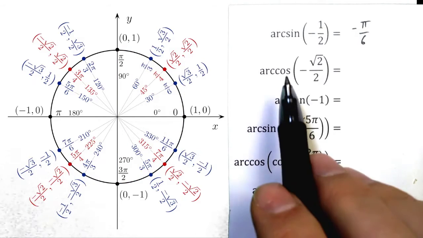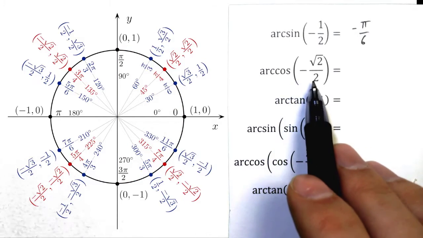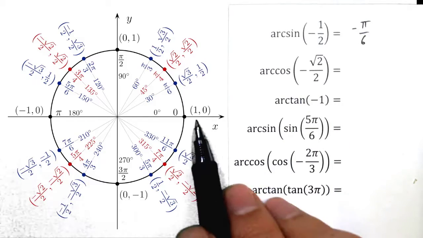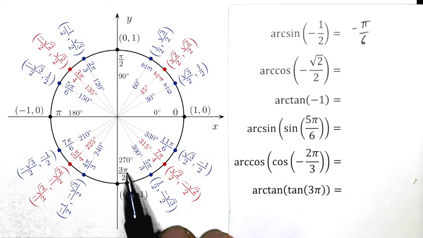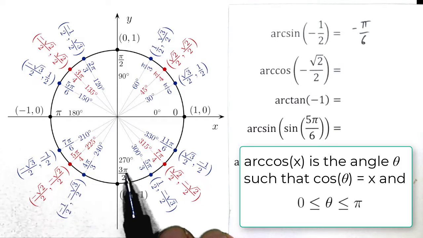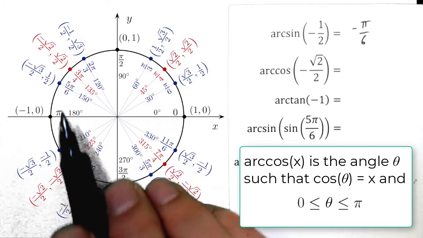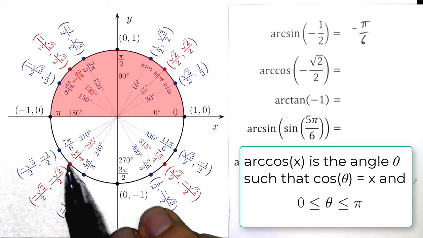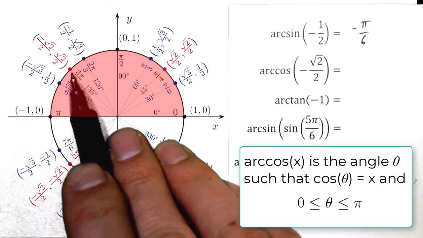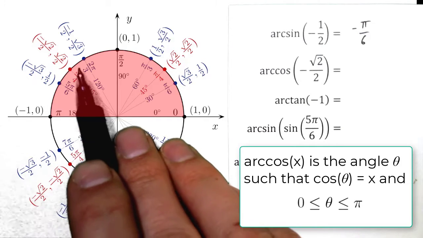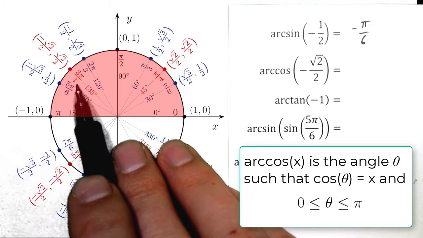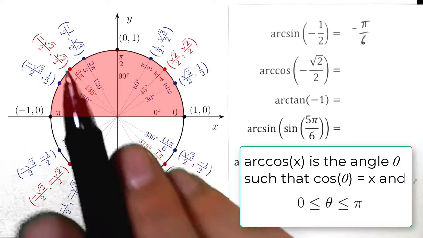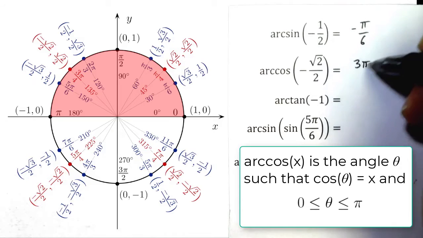Okay, let's look at the next one here. We have arc cos of negative root 2 over 2. So I'm going to look at the points on the circle here whose x-coordinate is negative root 2 over 2. Now I see two of them, one here and one here. But remember that for our cosine, we only look at points whose angle is between 0 and pi. So that excludes this angle. I have to be looking at this one. What is the angle measure? It's 3 pi over 4. Is that between 0 and pi? Yes, it is. So that's my answer.